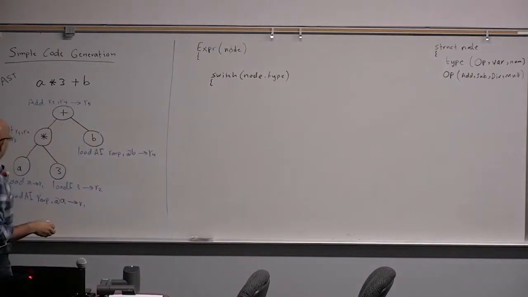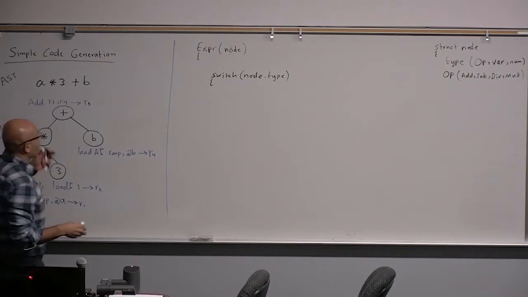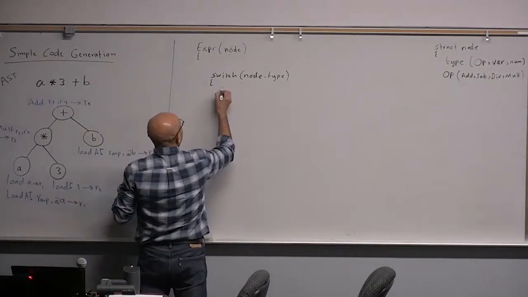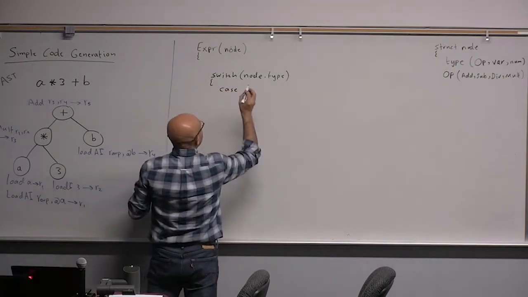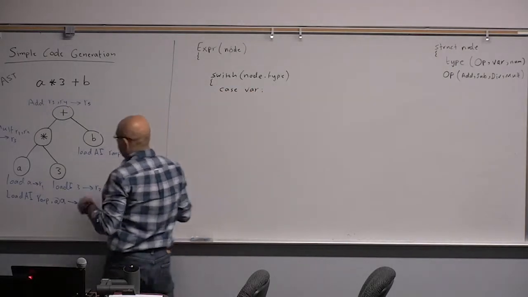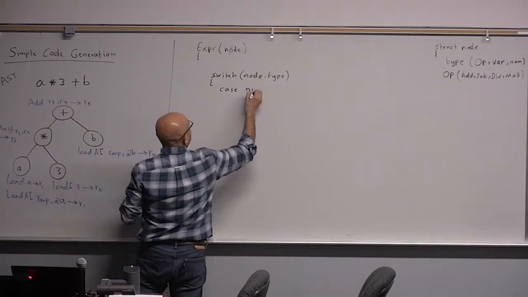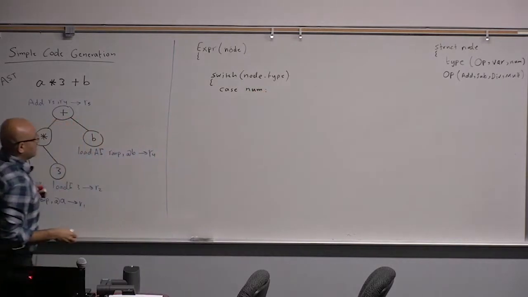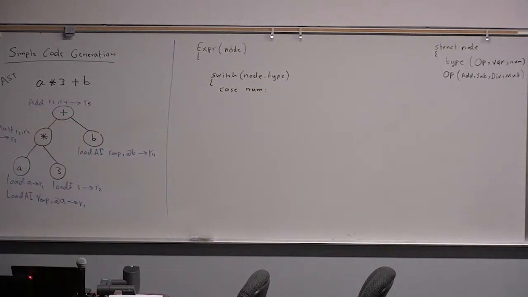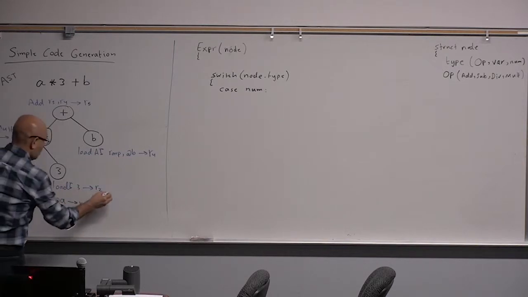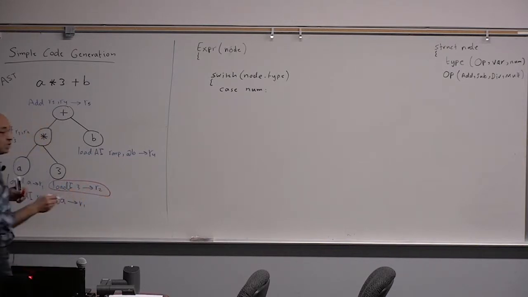So let's first do the easy ones. If it's a case variable. If it's a variable, or in fact the easiest, let's start with the easiest, which is the number. So if it's the number, then all what we need to do is to issue a load immediate instruction, or to generate here in this context. We're not issuing, we're generating code. To generate a load immediate instruction.